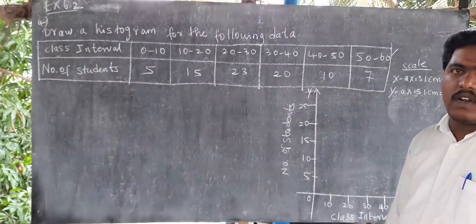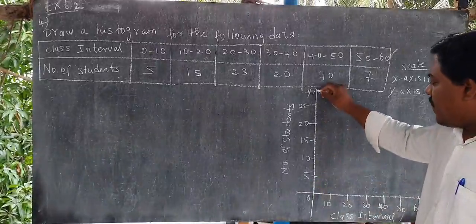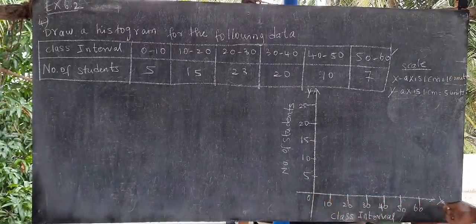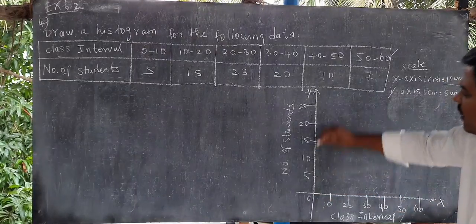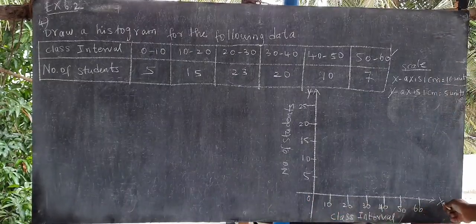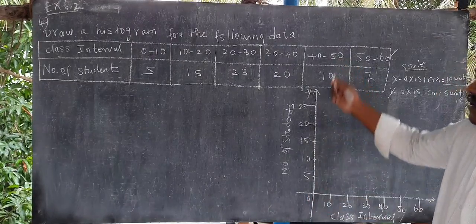So how do we have to draw the graph? In the graph sheet, we have to take x and y axis. The horizontal line is called x axis. The vertical line is called y axis. Clear? This horizontal line is called x axis. The vertical line is called y axis.